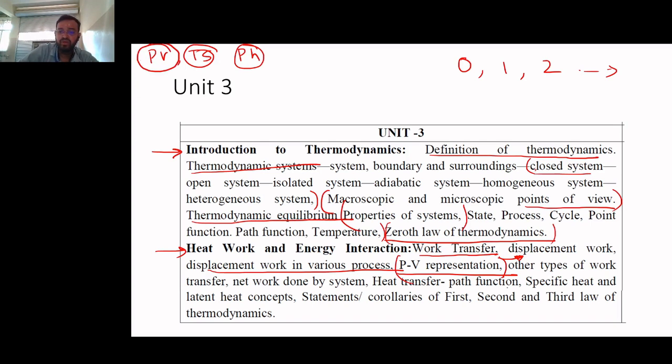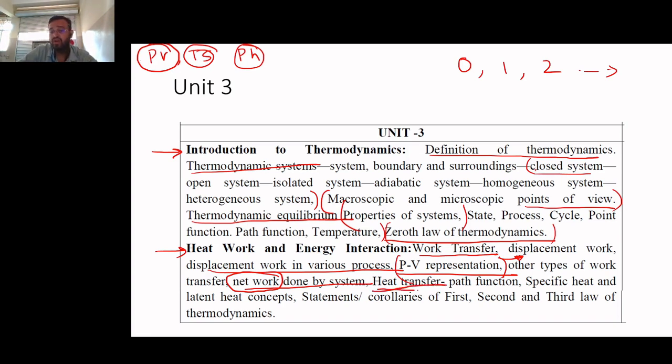Okay, then we'll be looking at other types of work transfer, not just displacement work, and the net work done on the system. Now, this net work means the total amount of work and doesn't mean Vodafone, Idea, Airtel, or any of that sort. So we're looking at the total work, that is the net work done by the system or on the system. Then following that, we'll look at the principles of heat transfer.